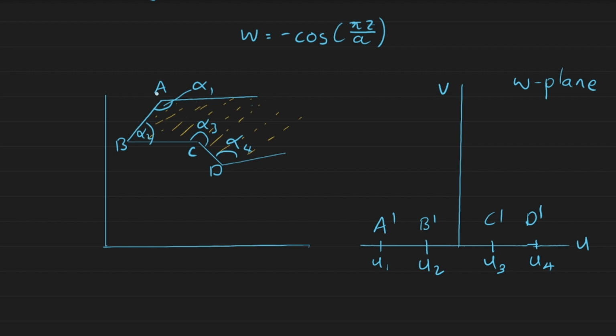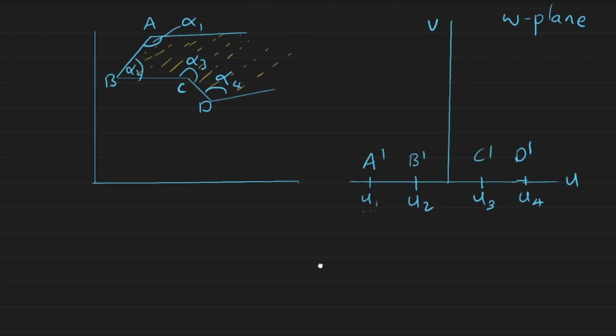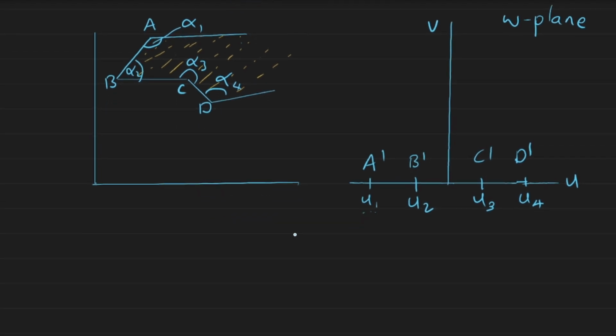So what we want to do is map or transform these points A, B, C, D onto the real axis, the u-axis of the W-plane. That means their corresponding maps A prime, B prime, C prime, and D prime have points U1, U2, U3, and U4. So that's what we want to achieve. We're not going to actually derive this transformation. We're just going to show the method as to how it's actually done.